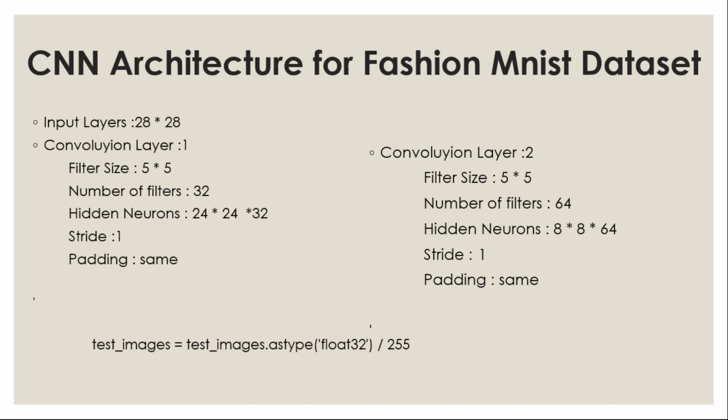Okay. And come to convolution layer 2. Filter size is 5 cross 5. How many filters are you applying? 64 filters. And how many hidden neurons? 8 into 8 into 64. And stride is 1 and padding is same. I hope you have understood the architecture of CNN. Now see how the same Fashion MNIST dataset works for CNN, right? Now you come to that implementation part.